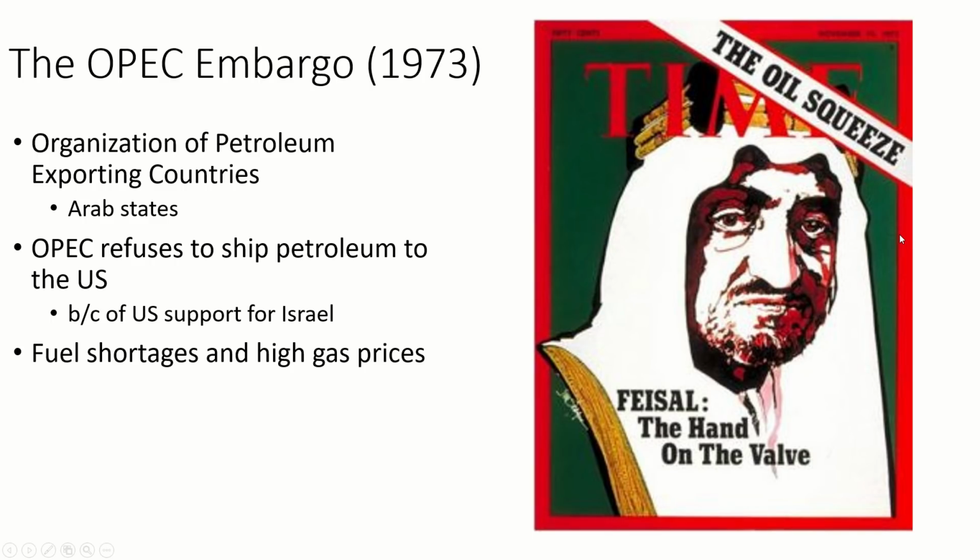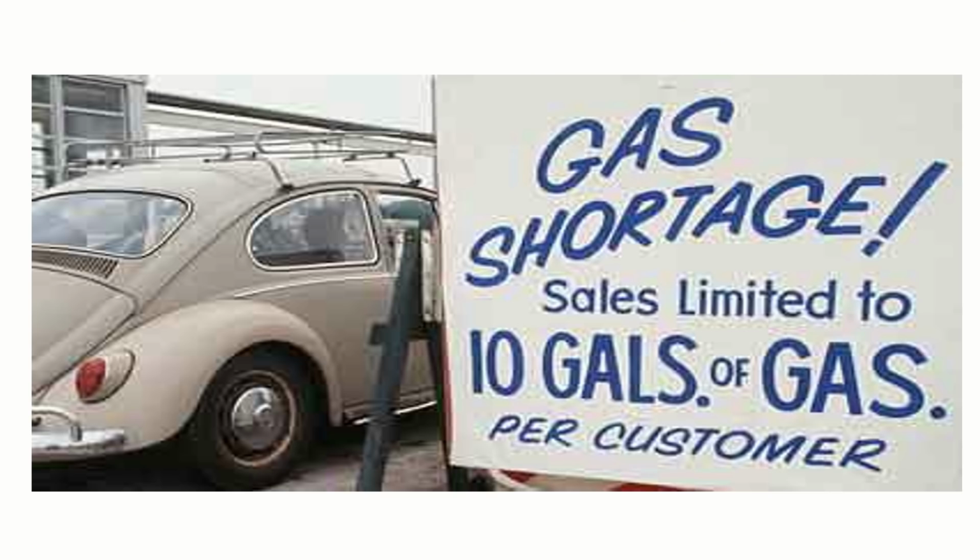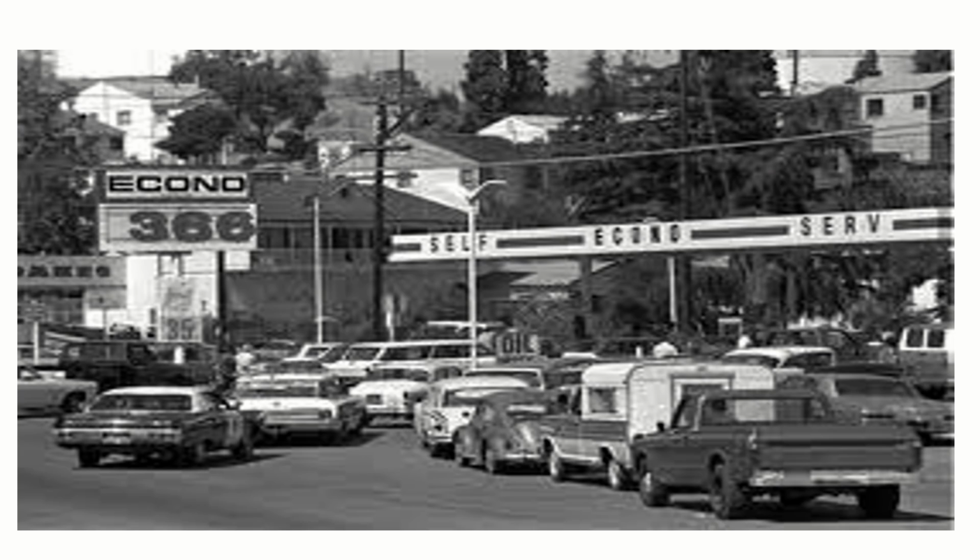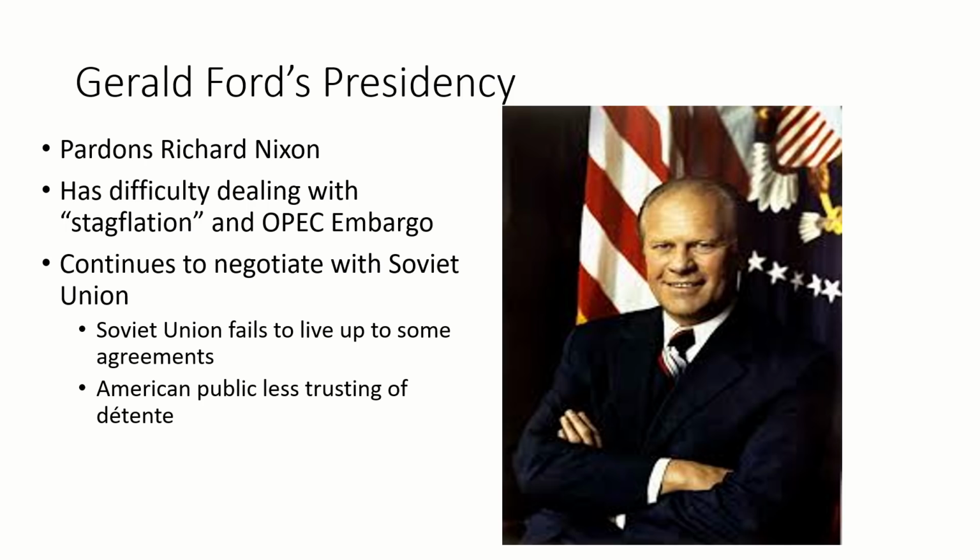But the United States' first major setback in the Middle East is going to be the 1973 OPEC embargo. The OPEC states refused to ship petroleum to the U.S. because of support for Israel in the Six-Day War and the Yom Kippur War. And so the result of this is fuel shortages and high gas prices around the country, leading to restrictions that hadn't been seen in the United States since the Second World War. And so the President of the United States fails to really end this oil embargo, and the United States economy is going to suffer because of it.